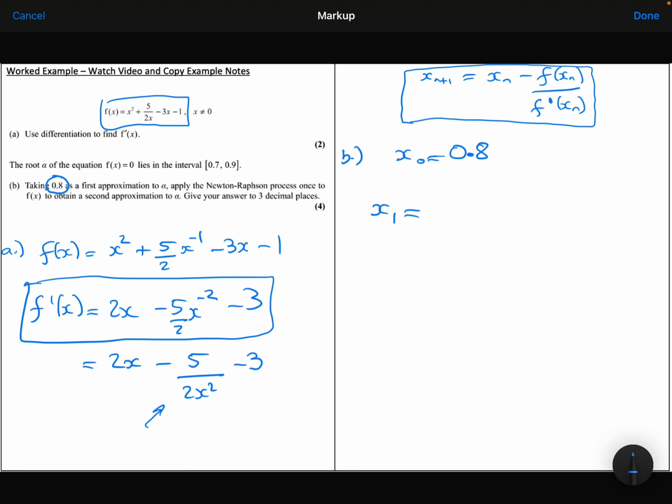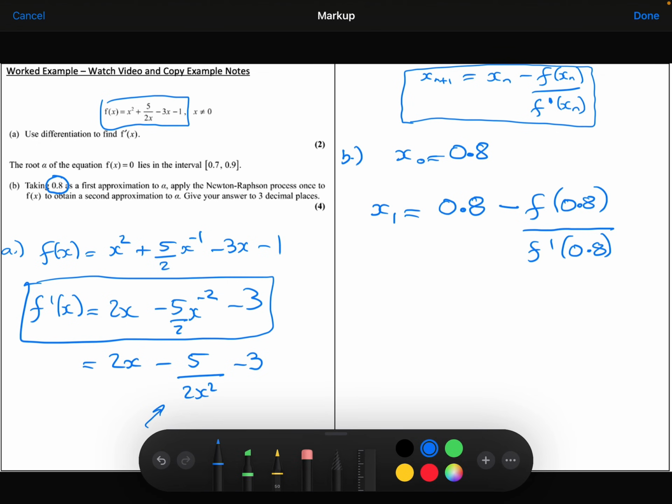So x1 is going to equal 0.8, our x0, minus f of 0.8 divided by f dash of 0.8. So f of 0.8, this is me substituting 0.8 into my original function. F dash of 0.8, that's me substituting 0.8 into my gradient function. So let's see what happens when we do that.